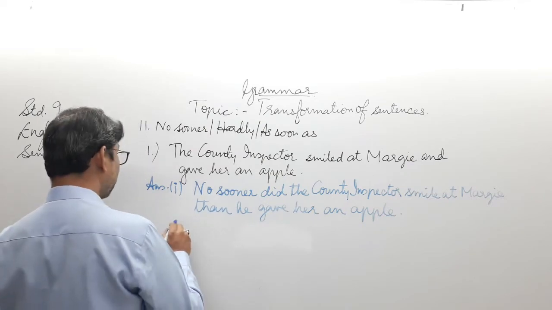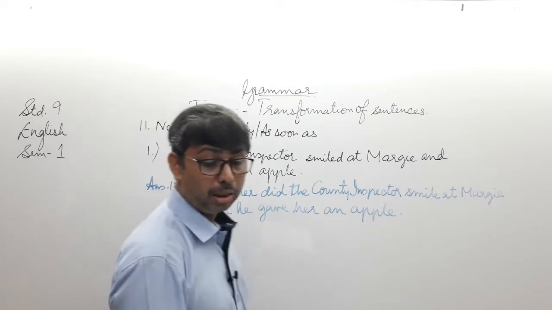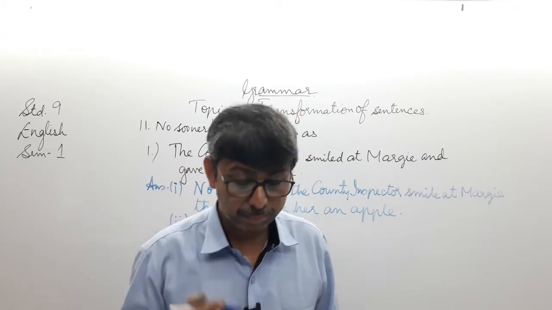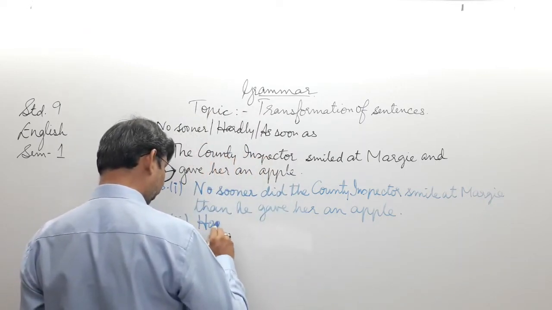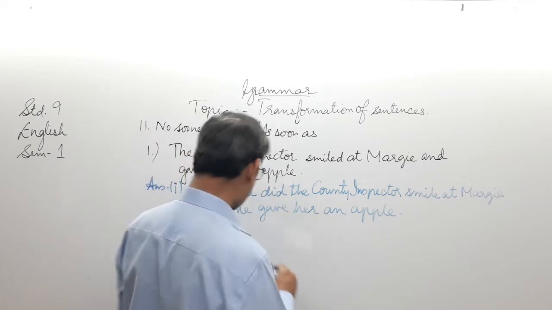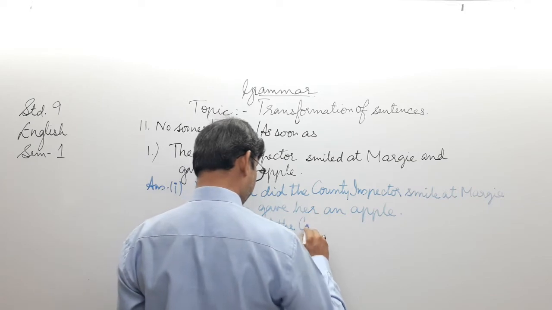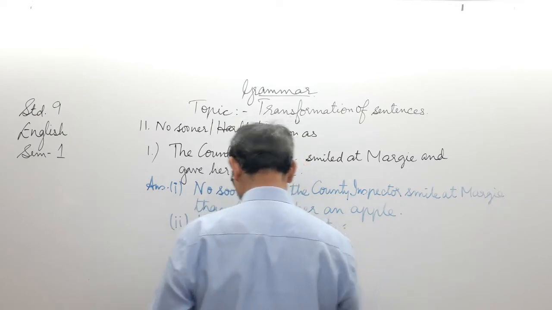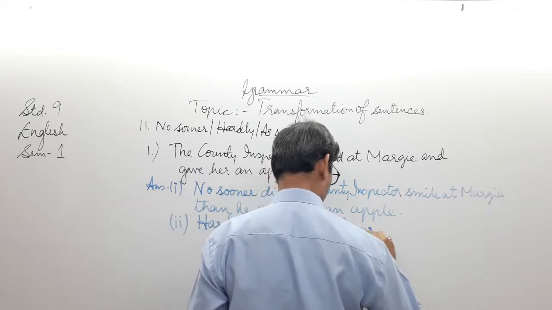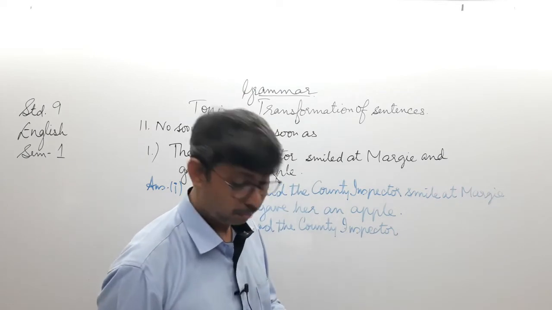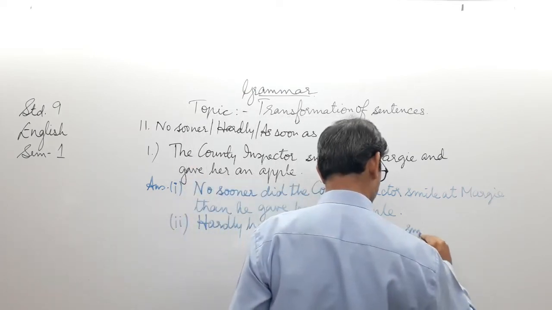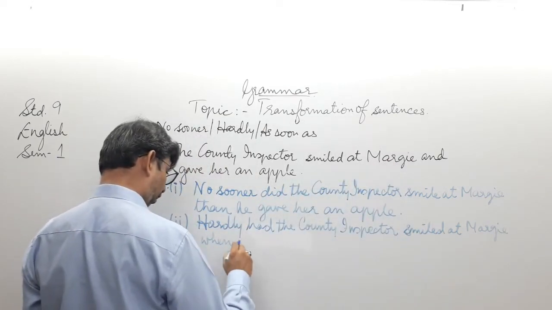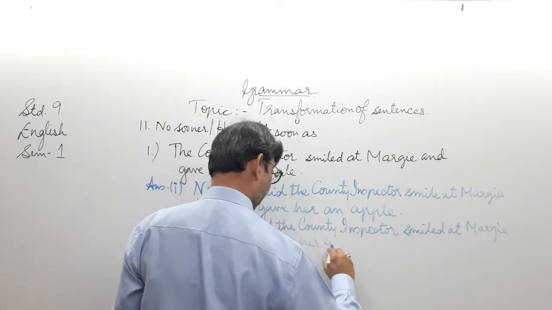Well, we will write the same sentence using hardly. Hardly had the county inspector smiled at Margie when he gave her an apple. Let's write it. Hardly had the county inspector smiled at Margie when he gave her an apple.